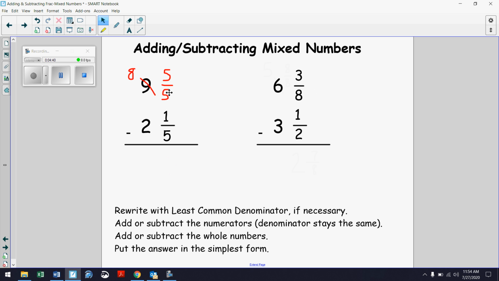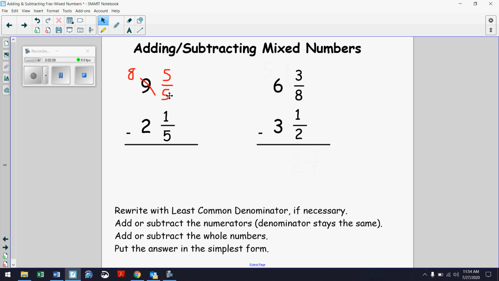Why can I do that? Well, 8 and 5 over 5 is the same as 9, because any number over itself as a fraction is just a whole, is 1. So 8 and 1 is 9. So I just rewrote it so that I had a fractional part of it. I chose 5 over 5 so that it matched my denominator that I have to have over here anyway. Since I need common denominators, it makes sense to already write that as a denominator of 5.